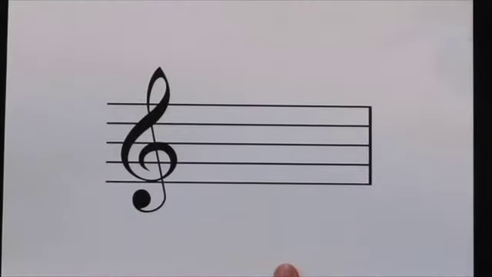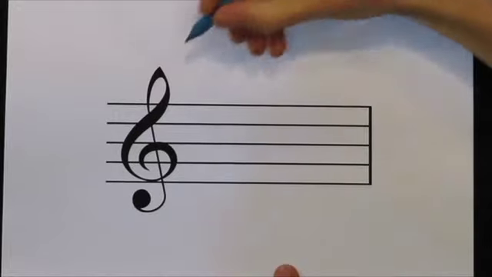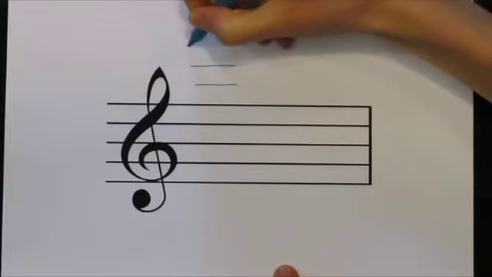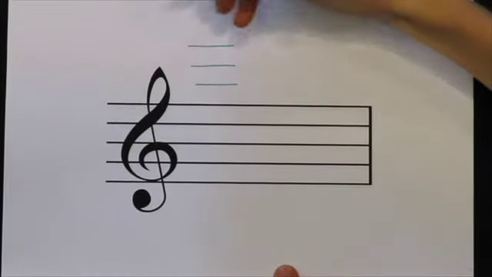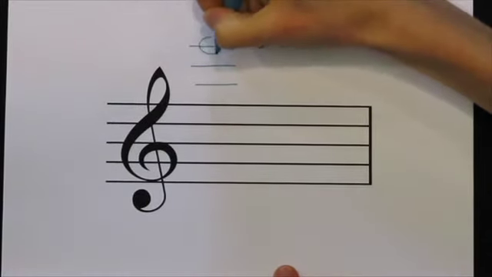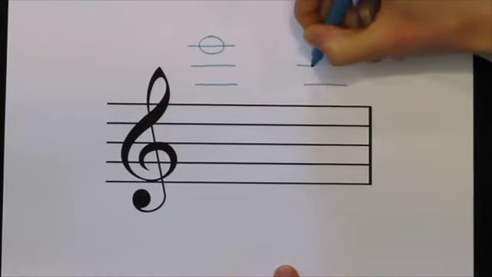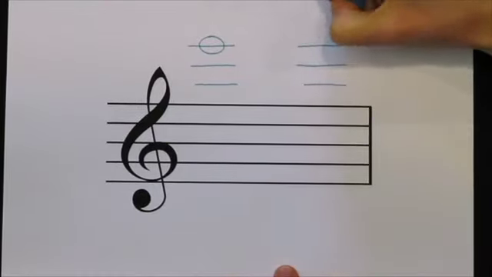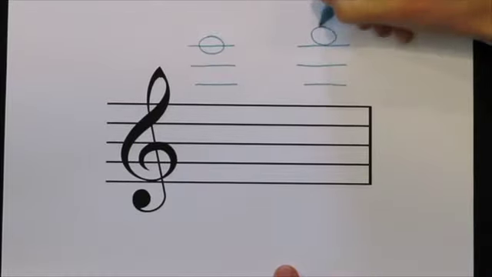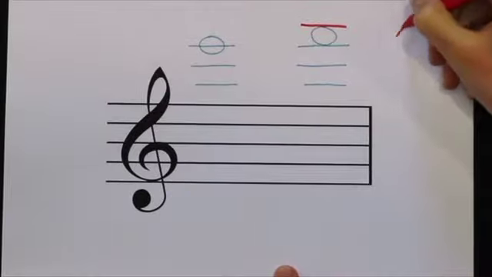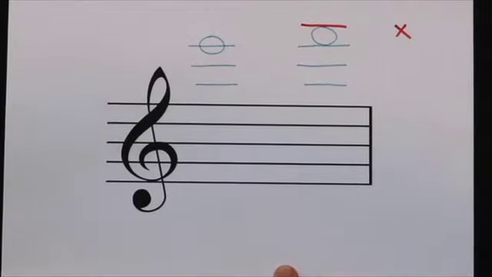There are some rules that we need to follow when using ledger lines. When drawing a note that needs ledger lines, only use as many ledger lines as you need. If the note is above the stave, the last ledger line we draw is the one that goes through the note or the one that lies below it, but no ledger line should ever go above it.